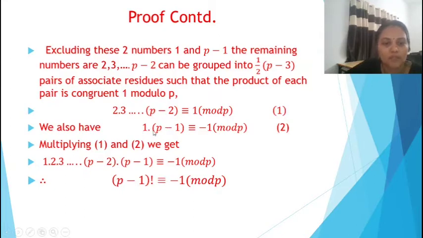Now we can multiply these equations 1 and 2. We will get 1 into 2 into 3 into etc. into p minus 2 into p minus 1 congruent to 1 into minus 1 mod p. The left side is (p minus 1) factorial, which is congruent to minus 1 mod p. This is the proof of the theorem.